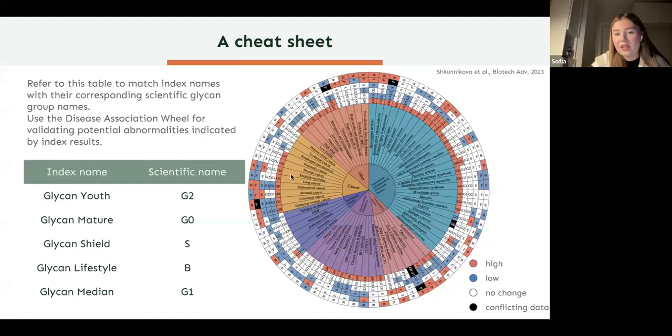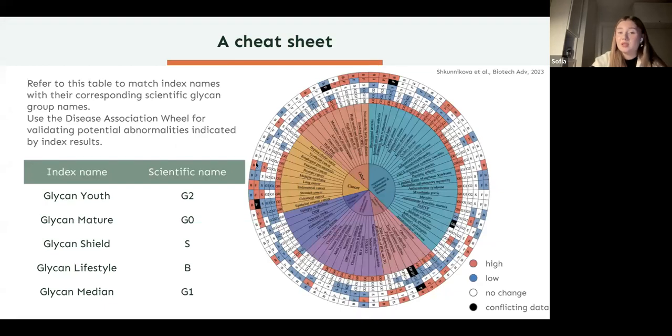So if we are looking at, let's say, colorectal cancer, we know that G0 is high in patients who have colorectal cancer, and the red indicates that it is high. Blue means that those indexes are lower in patients with colorectal cancer than in healthy individuals. Black means that there is conflicting data in the literature about this. And red, again, as we said, means that this is high. White means that there was no change observed in those patients.